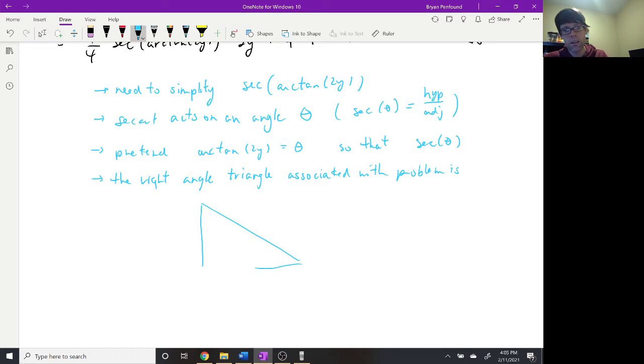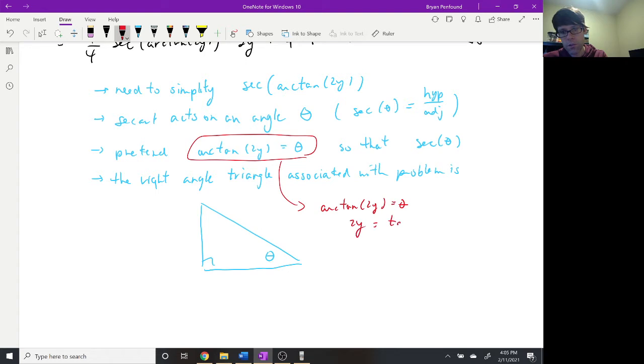Okay, so we're going to draw a nice little right-angled triangle here. We'll throw in our reference angle theta. So this is the arctan of 2y bit, and I'm going to grab this relationship here because the 2y is going to be important. So let's grab arctan of 2y is theta. We know that 2y is equal to tan of theta, and that's important. So tan acting on this angle should be 2y.